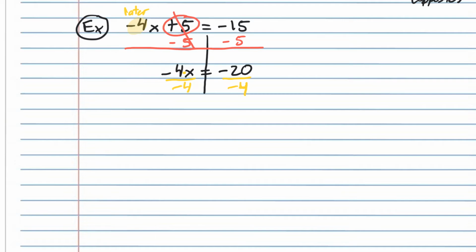Okay, coming back over here, whenever you have negative 4 divided by negative 4, they cancel each other out. So the only thing left is x, which is what we wanted. And over here, negative 20 divided by negative 4, well, a negative divided by a negative, those negatives cancel each other out. And 20 divided by 4 gives us 5.